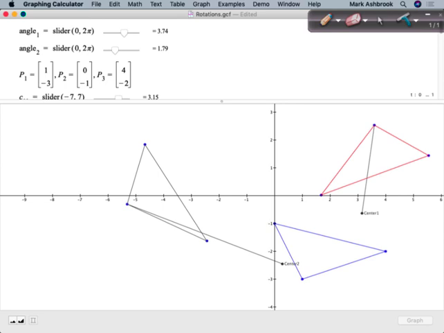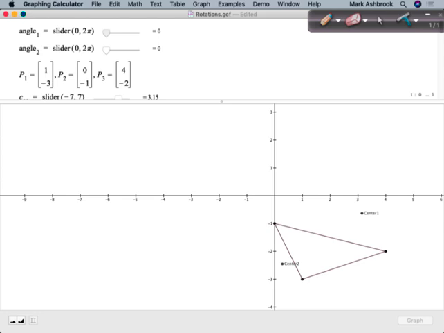Rotation, right? So what do we know about rotation, or what's a strategy for starting to learn about rotation?